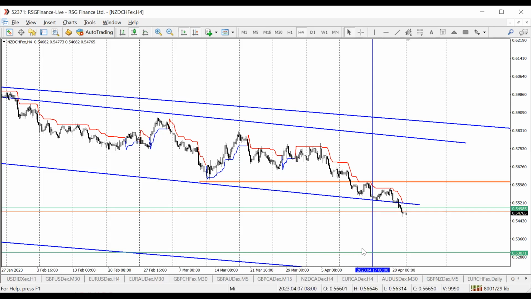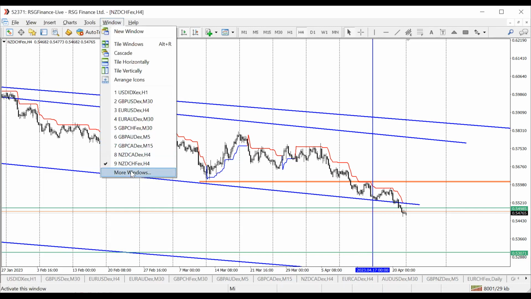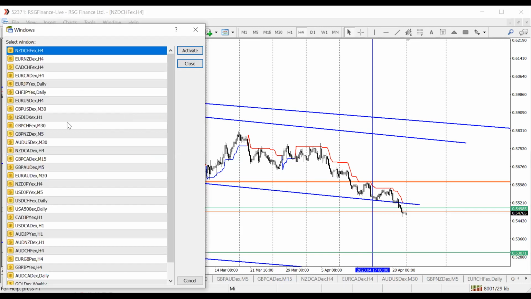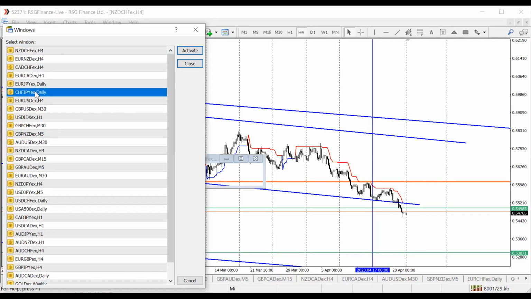Okay, what's the next pair we're looking at? We're looking at CHF JPY. So let's go to CHF JPY and look at it. CHF JPY, there it is.